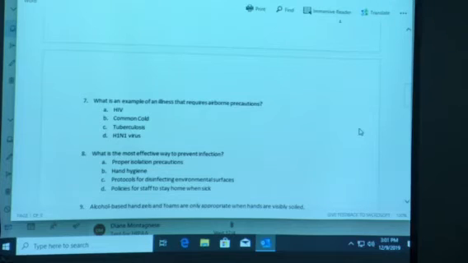Question number 7. What is an example of an illness that requires airborne precaution? A, HIV. B, common cold. C, tuberculosis. D, H1N1 virus.